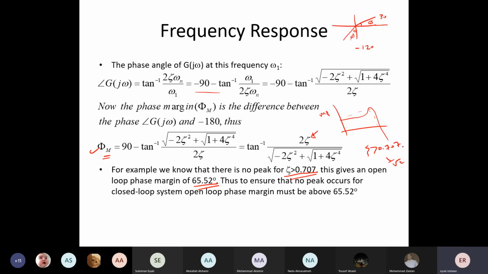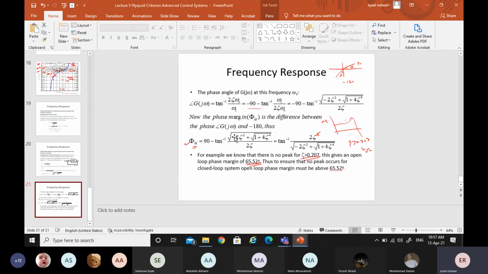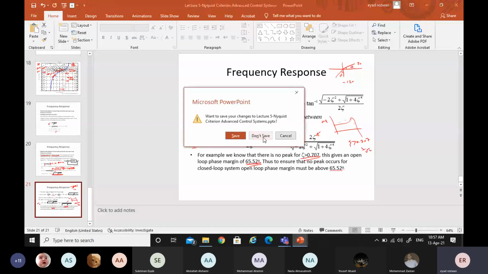With that we have finished lecture number 5, I think, on frequency response. I think I will put some problems for you if I have not done that, and we will move immediately to the state space system.